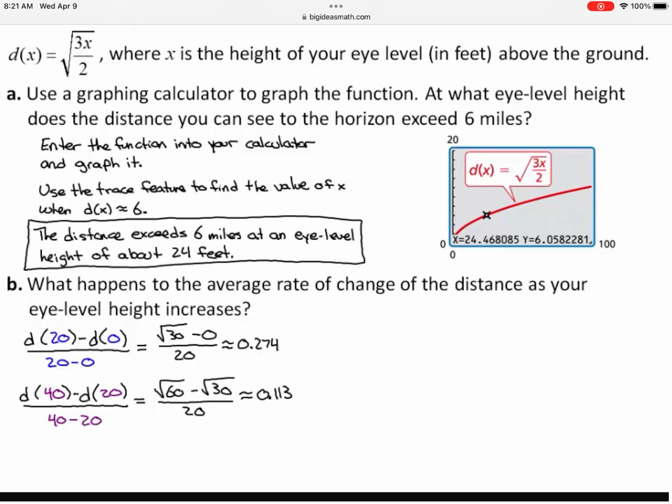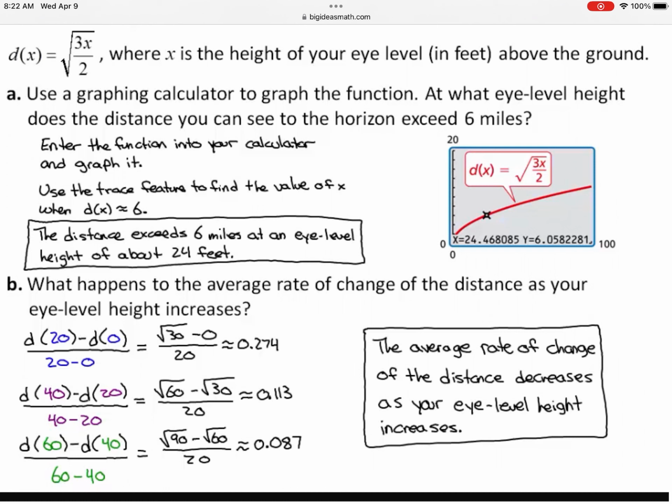The average rate of change over the interval x equals 40 to x equals 60 is given by the quantity d of 60 minus d of 40 divided by the quantity 60 minus 40. Evaluating d of 60 and d of 40 gives the quantity the square root of 90 minus the square root of 60 divided by 20, which is approximately 0.087. So the average rate of change of the distance decreases as your eye level height increases.